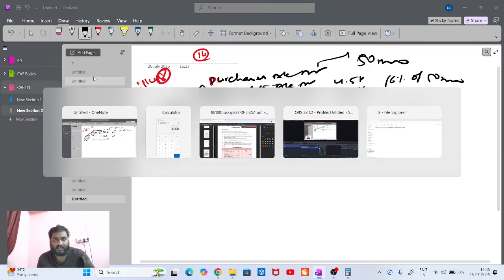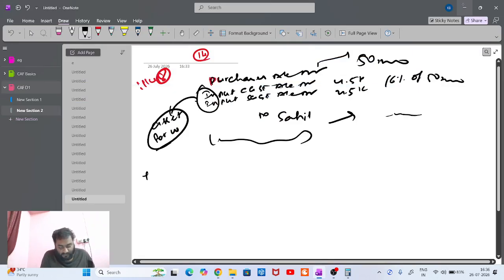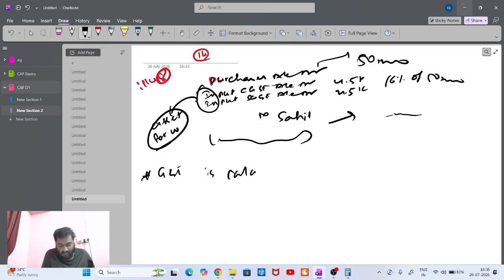The second point is purchased goods from Sam Songs for 40,000 at a trade discount of 10%. Here is the twist. Always remember, GST is calculated after trade discount.